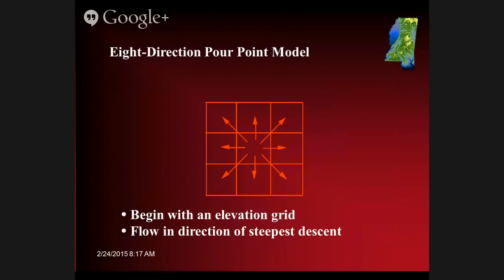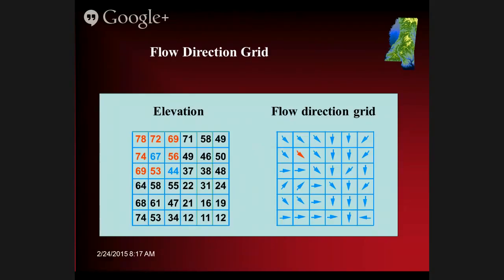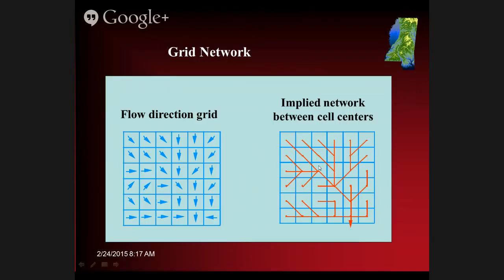All right. Now let's discuss a few alternatives. This is the most widely used alternative, the 8-direction pour point model, where you begin with an elevation grid. The flow is modeled as the direction of the steepest descent. So we start with our elevation, and we get a flow direction grid, which looks like this.